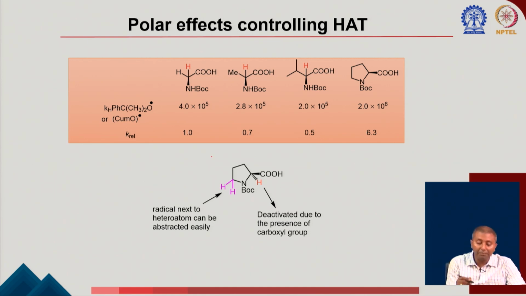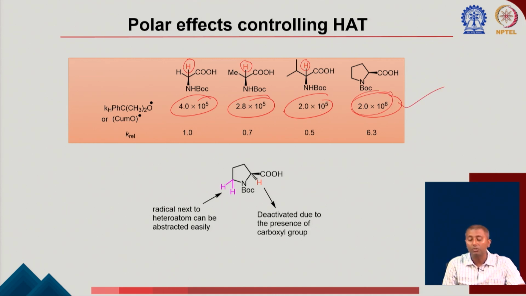So here you can see what we are talking about, abstracting of this hydrogen here. In these three cases, in these three amino acids, going from glycine to valine, what is happening? This hydrogen atom transfer rate is looking almost similar. But once you come to proline, you see the rate is higher. If you compare them, this rate is much higher compared to the others. So what is happening in case of proline?